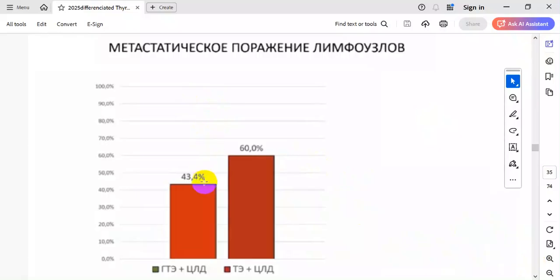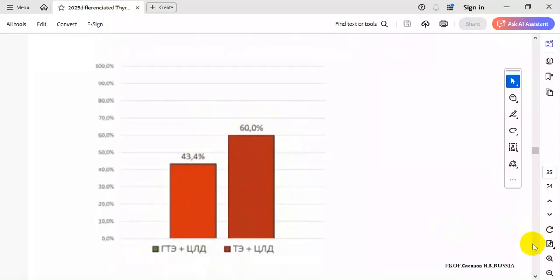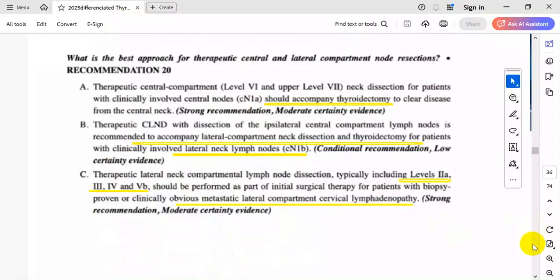after thyroidectomy and central lymph node dissection, they found that in thyroid cancer approximately 60% have metastasis, and when they do hemithyroidectomy plus central lymph node dissection, they found 43% have metastasis from thyroid cancers. I'm going to the next slide.